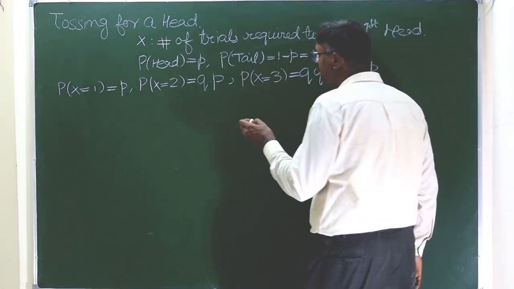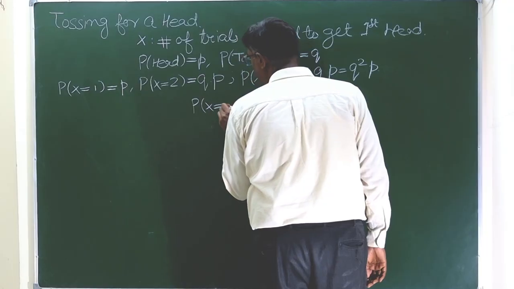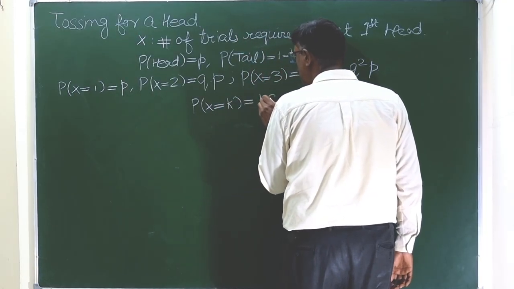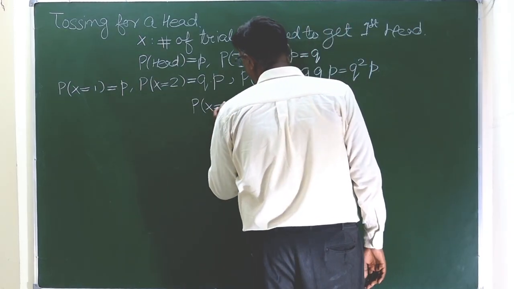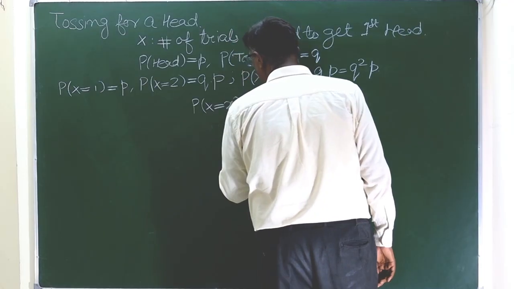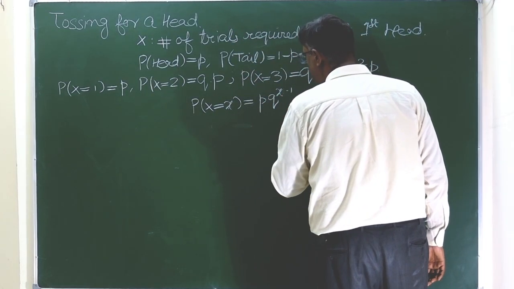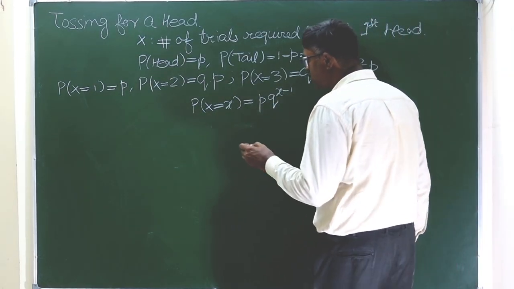So if we want to write the generalization of this PMF, we will write the probability that X is equal to, say, k will be equal to p times q to the power k minus 1. Or we can write it as the probability of X is equal to x is p times q to the power x minus 1.